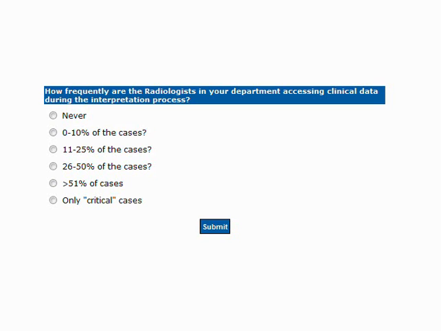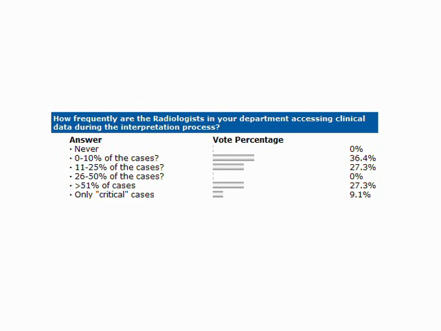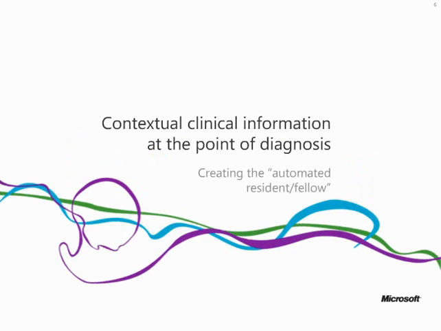So it looks like it varies a lot. One third of folks say the majority of the time they're accessing clinical data, and two thirds of the folks are really either in critical cases or in a small minority of cases. Great. Let me transition back to Elliot to talk about contextual clinical information at the point of diagnosis.